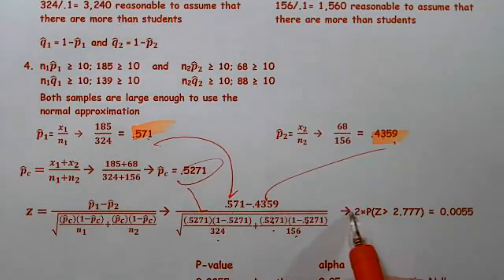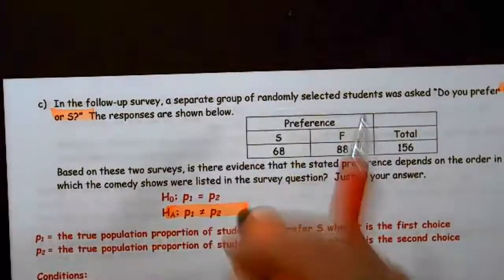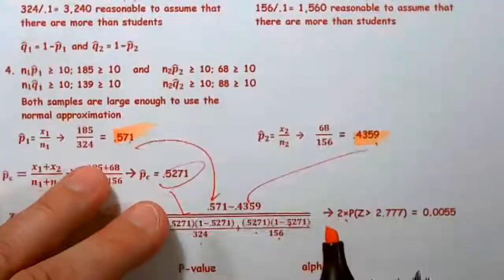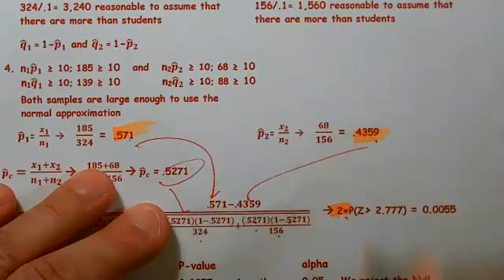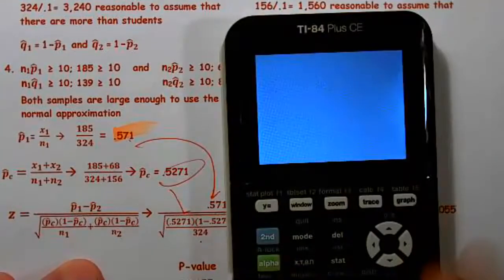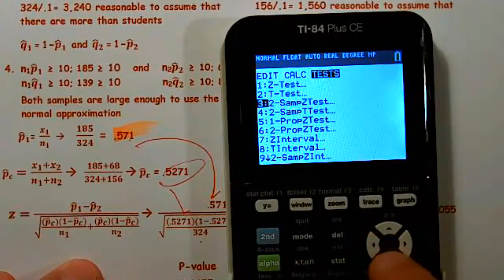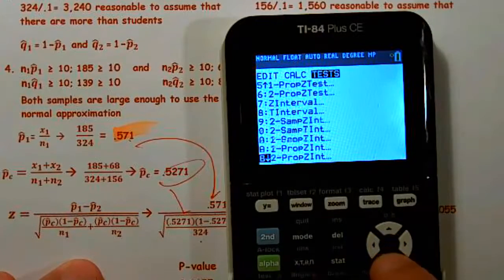Please notice I put a 2 times, and there's a reason why I did that. The reason is because this was a not equal. If it had been a greater than or less than, I wouldn't need the 2 times. Please don't forget the 2 times when you're working with a not equal. So let's go ahead and run this test. So stats, test, 2 proportion Z interval. This always makes me nervous because it's a long scroll to get there.